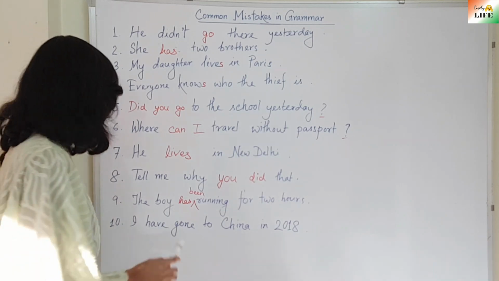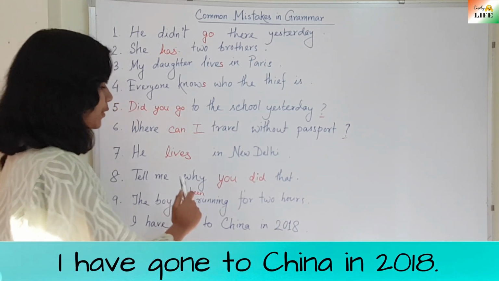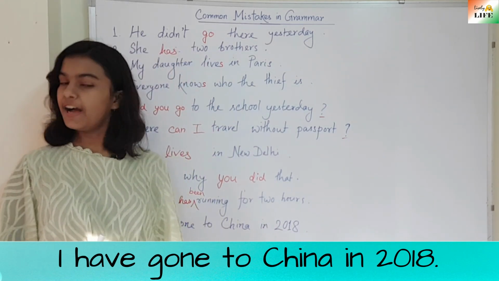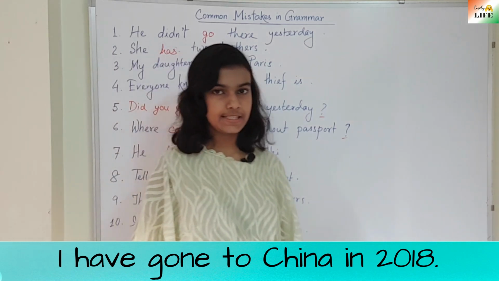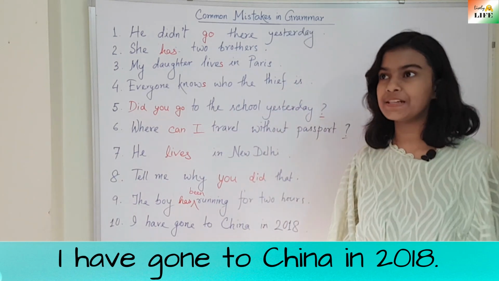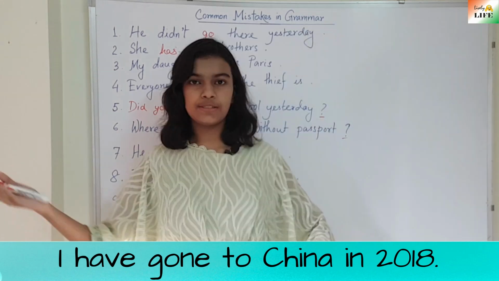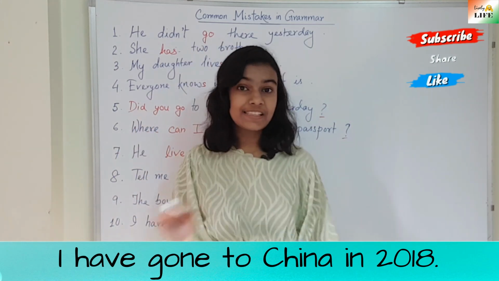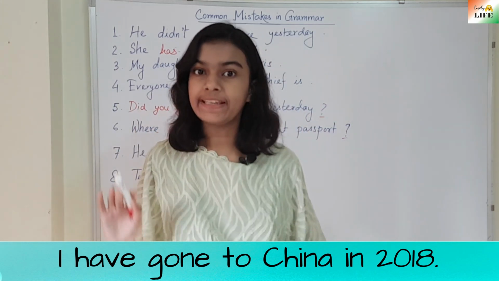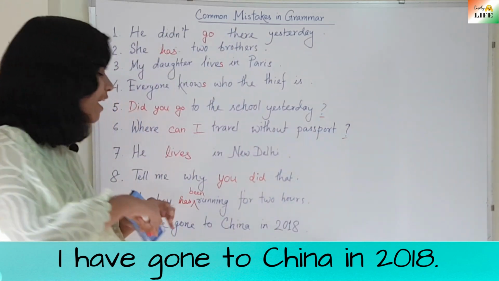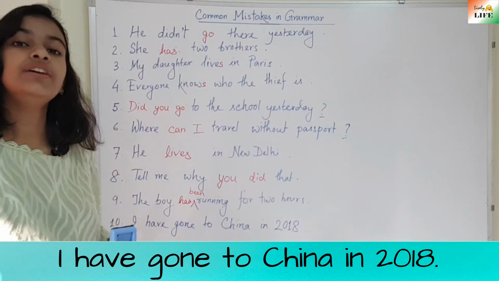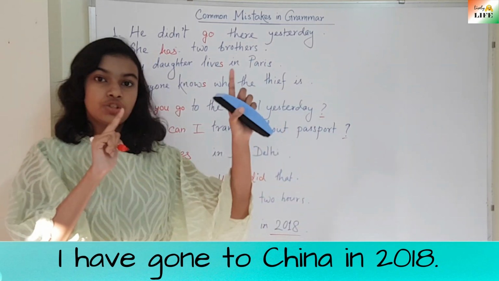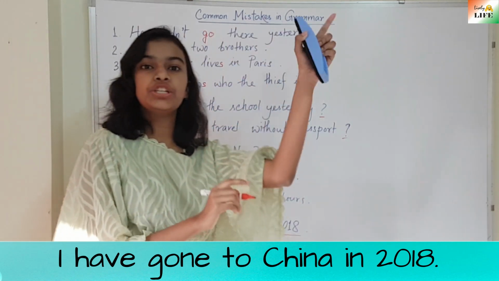The last one. "I have gone to China in 2018." It sounds like a correct sentence, and sometimes we use it as well, in our daily conversation. But remember that this type of sentence is completely wrong. Here we have actually mentioned a particular year, right? In 2018. So I visited there in a particular year.